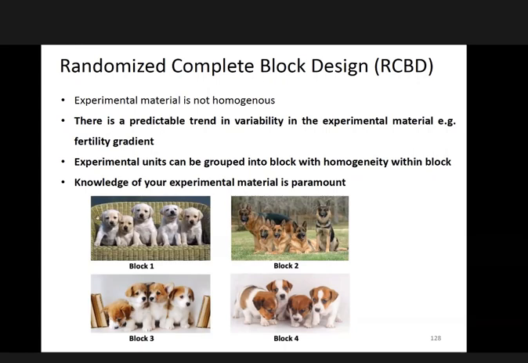So here, for example, we have different breeds of dogs, so we can use breed as a block. This can be our block number 1, this can be our block number 2, this can be our block number 3, and this can be our block number 4. So here, then, we can make our comparison within the different blocks. Now, in a lab, let's say those who are doing human nutrition, for example, what characteristic can you use for blocking your experimental units?